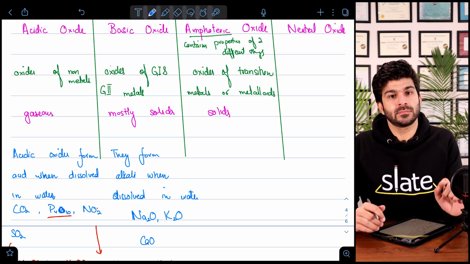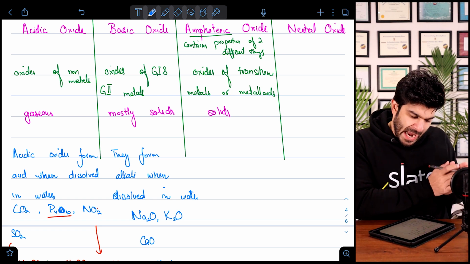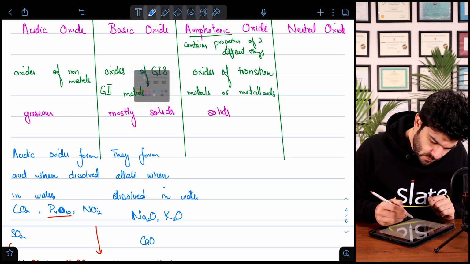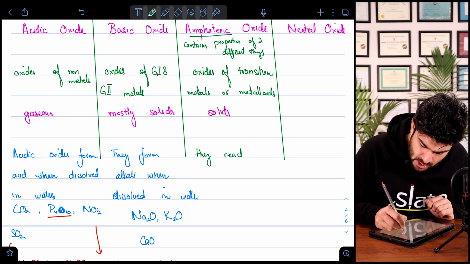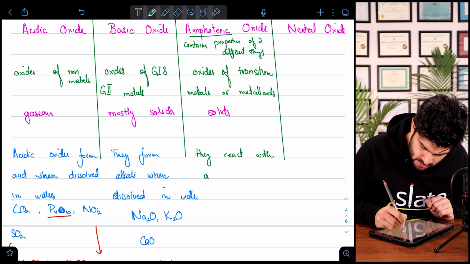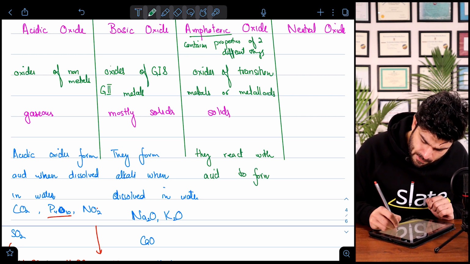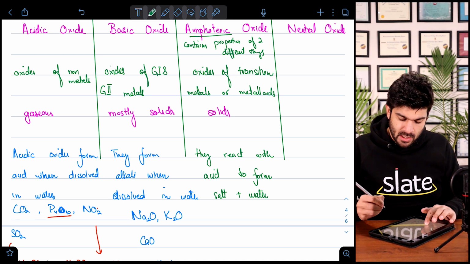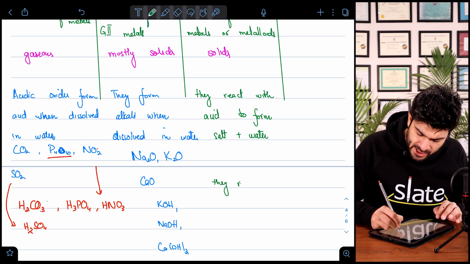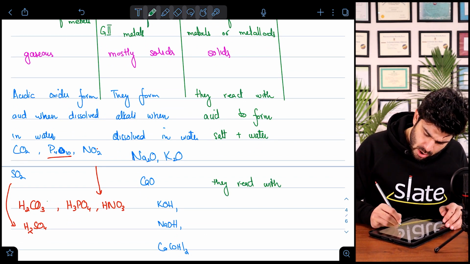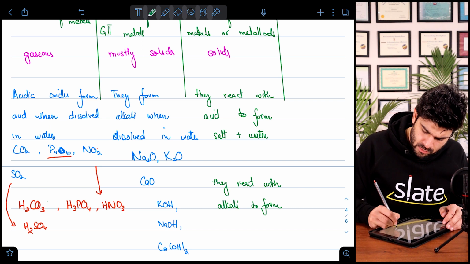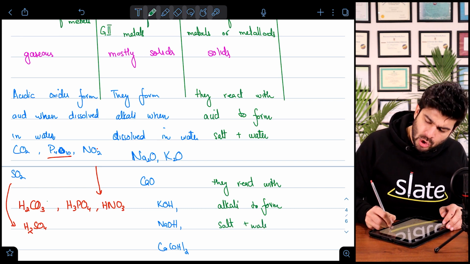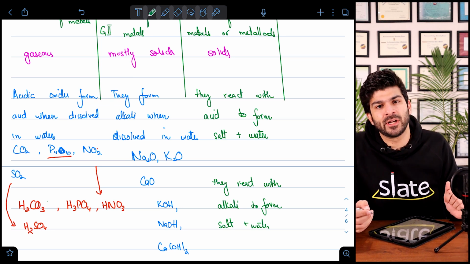Now let's talk about amphoteric oxides. As I said, amphoteric contains the property of both. So what will they do? They react with acid to form salt plus water. So that's the property of a base. But furthermore, they react with alkali to form salt and water. So they behave as both. So that's why they are amphoteric oxides.